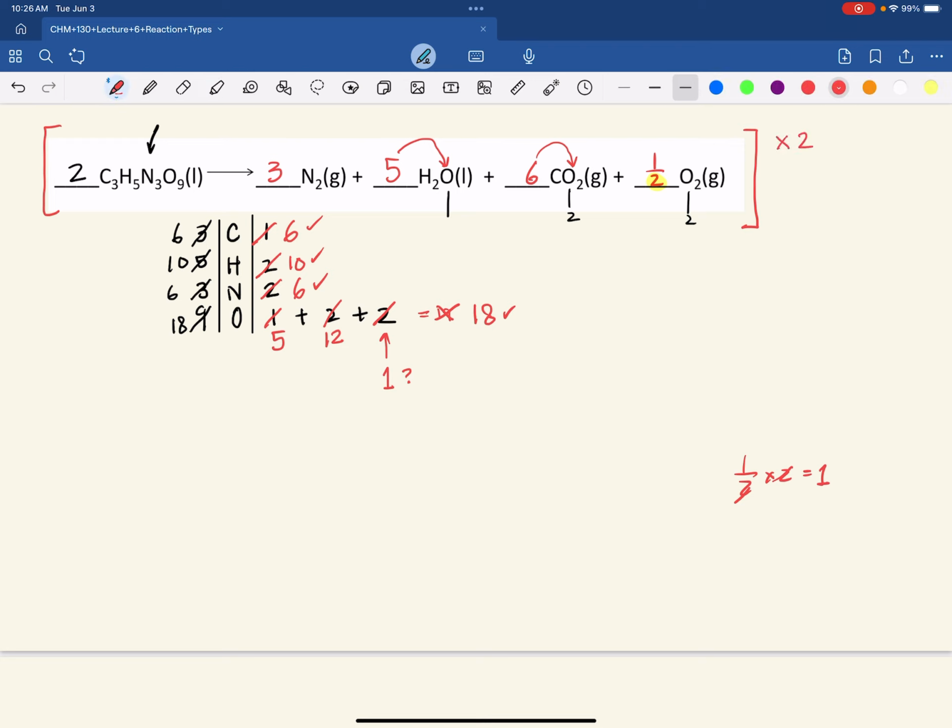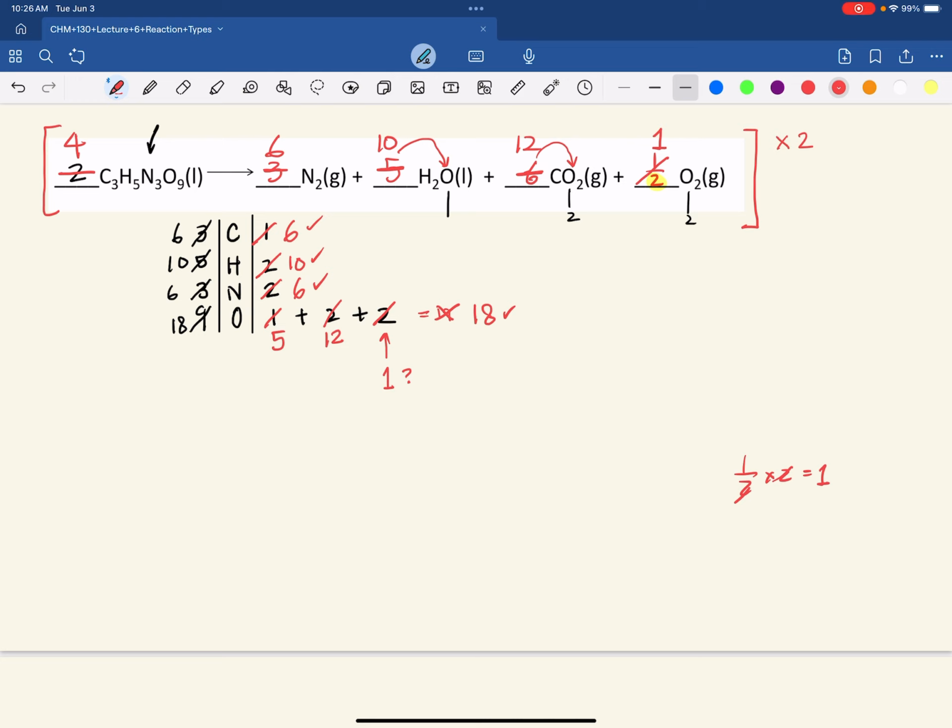All right, so it becomes, I'm just going to cross out the number rather than rewriting the whole thing. 2 times 2 is 4. This becomes 6. This becomes 10. This becomes 12. And 1/2 times 2, we just did it below, is 1. You don't really need to put the 1 there. You can if you want, but usually when you write a chemical equation, you don't put the 1 there.